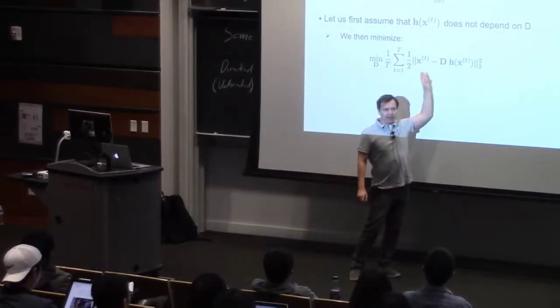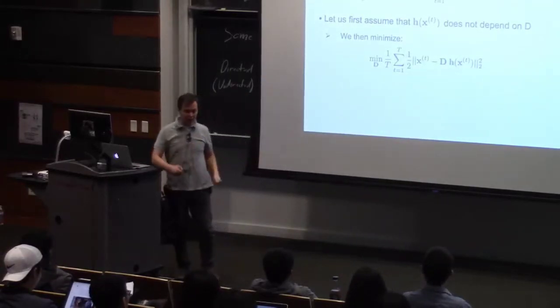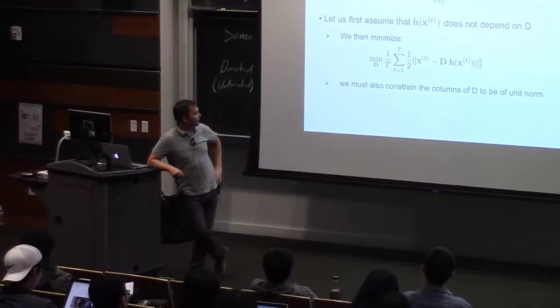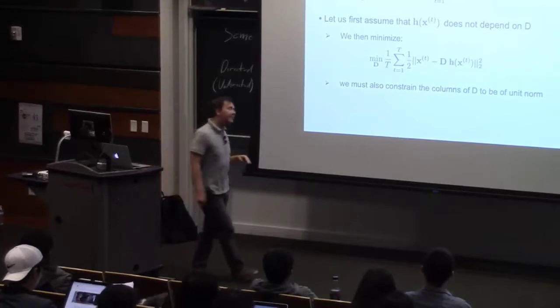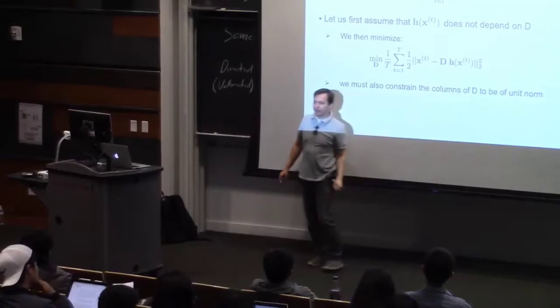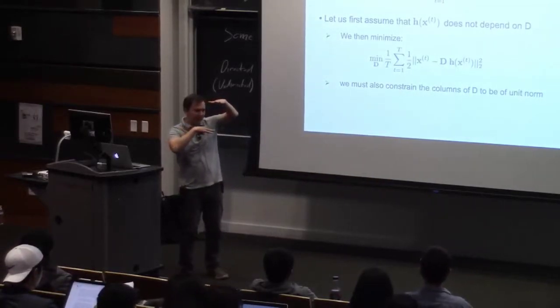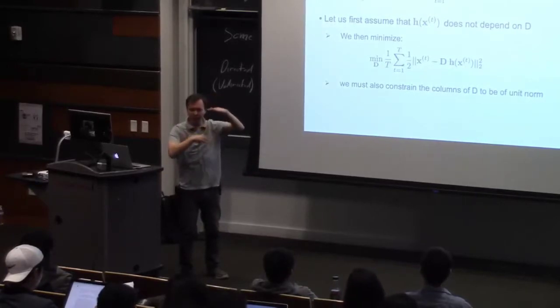Given the X and given the H, my hidden states, just find the best D so that I can have the best reconstruction. And we also constrain the columns of D to be of unit norm. And this is actually what we are going to be optimizing, right? Because I give you the hidden features, I give you the data, and I basically say, find me the matrix such that I can reconstruct from these features my original data, and I want this reconstruction to be as good as possible.